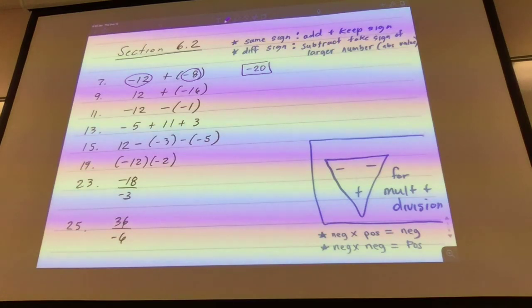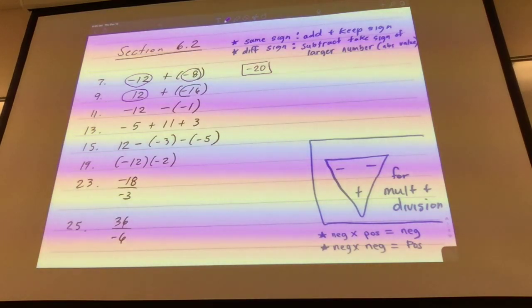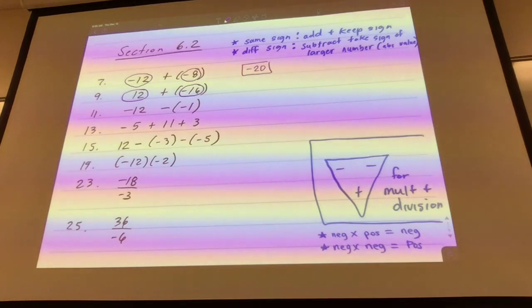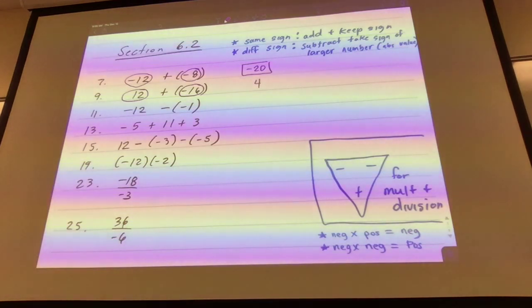With that same mindset, circle the number and the sign in front of it. What if there's not anything shown? What's it known to be? Positive. Circle the number and the sign in front of it. So ignore everything else at this point. Are they the same or different? Different. So subtract just the numbers themselves. So 16 minus 12 is what? 4. Ignore the signs. Which one's the bigger number?